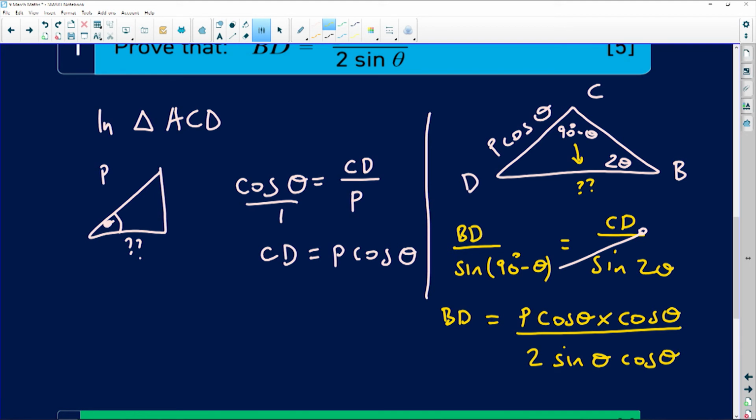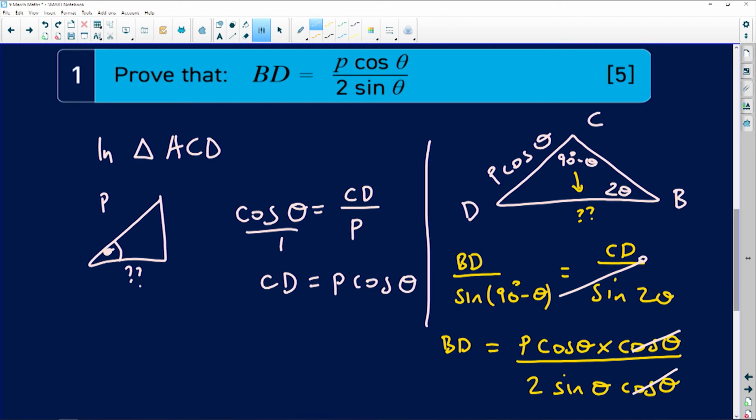So we did a lot of double angle and compound angle formulae. This should actually make sense to you. And when you cancel that out, you'll see that cosine can cancel cosine out, and you are left with BD being P cos theta divided by 2 sine of theta, which is exactly what the examiner wanted us to prove in the question. You can then conclude and say, therefore, BD is P cosine of theta divided by 2 multiplied by the sine of theta. Very powerful.